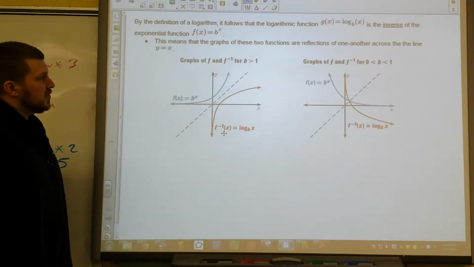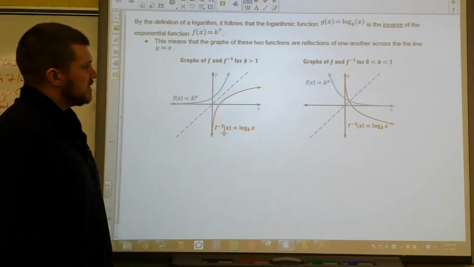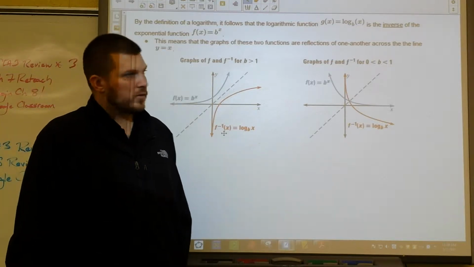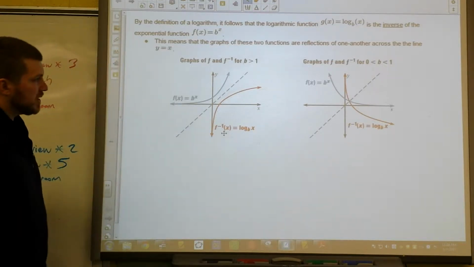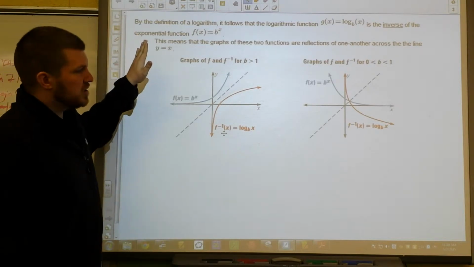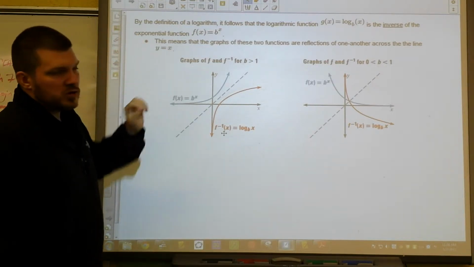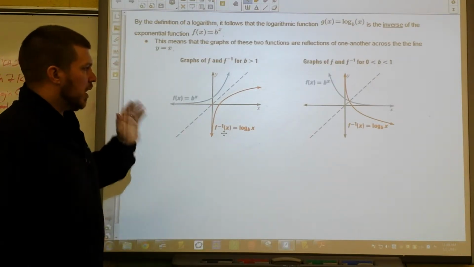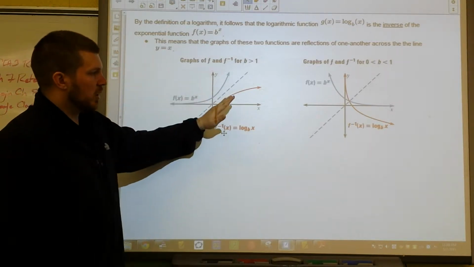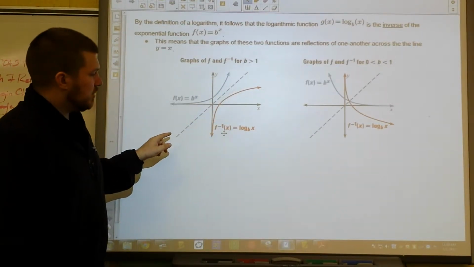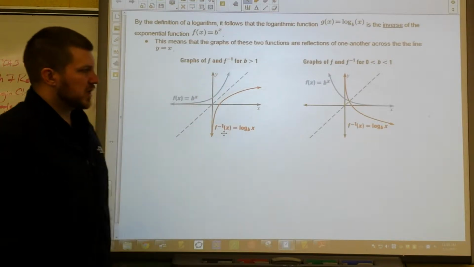This means that since the functions are inverses of each other, the graphs of these two functions are reflections of one another across the line y equals x. And that's true for any two functions that are inverses of each other. They're always going to be reflections of each other across the line y equals x. The line y equals x is represented in these pictures as a dotted line.